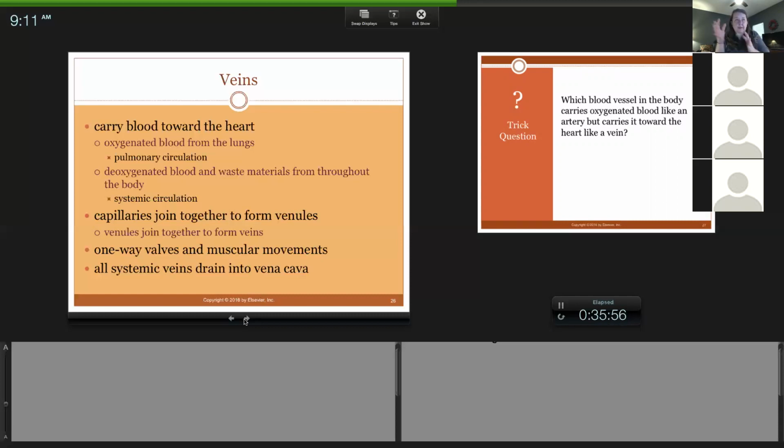Now, remember how I said things go big to little and little to big? After the capillaries drop off the oxygen, they pick up CO2, and then they're going to join venules, which are little veins, and then they're going to go to a vein, and then they're going to join the vena cava. All systemic veins, that means all veins from the body, the vein from your big toe, the vein from your leg, the vein from your kidney, the vein from your intestine, all dump into the vena cava.